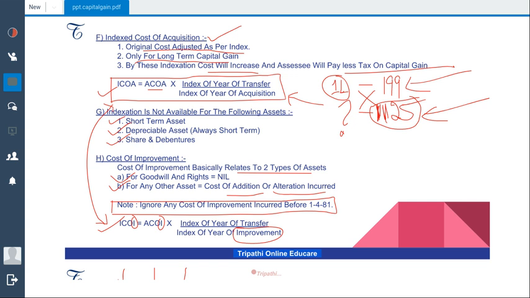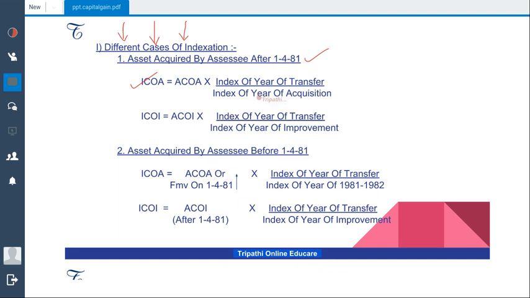This is very much similar to the formula which we have learned in the previous slide. It's exactly same, so it's a very simple formula. If you buy an asset after 1981, index cost of acquisition is equal to actual cost of acquisition into index of year of transfer upon index of year of acquisition. And what will be the formula for index cost of improvement? It will be actual cost of improvement into index of year of transfer upon index of year of improvement.